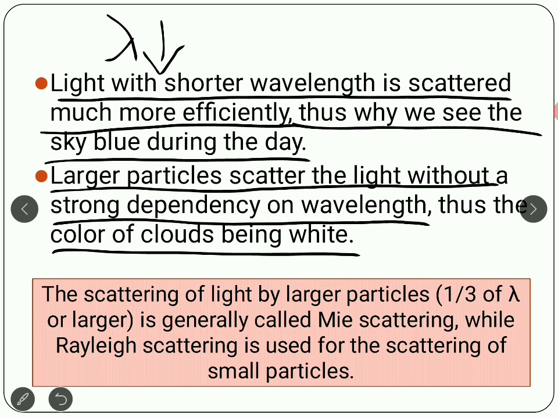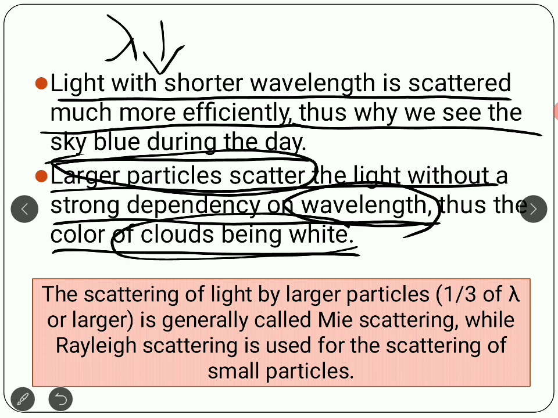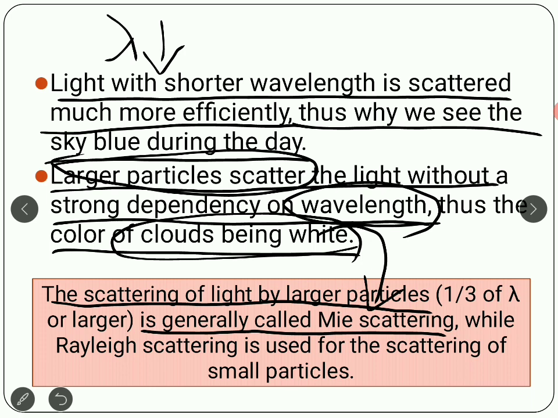On the other hand, why does the cloud appear white? Because the cloud has larger particle scatterers, and it usually does not depend on the wavelength. So, if it does not depend on the wavelength, the scattering will be of all the different colors, and when we combine the 7 different colors, we basically have nothing but white. So, as a result, the cloud will appear white in color. This scattering of light by larger particles is generally called Mie scattering. So, the cloud is related to Mie scattering and not Rayleigh scattering.